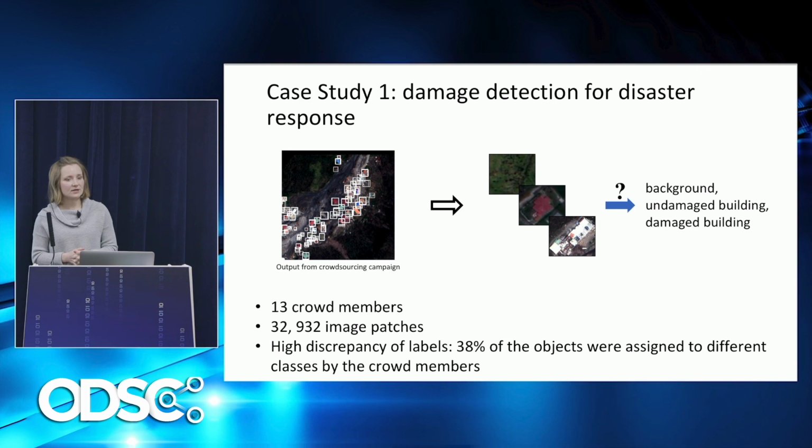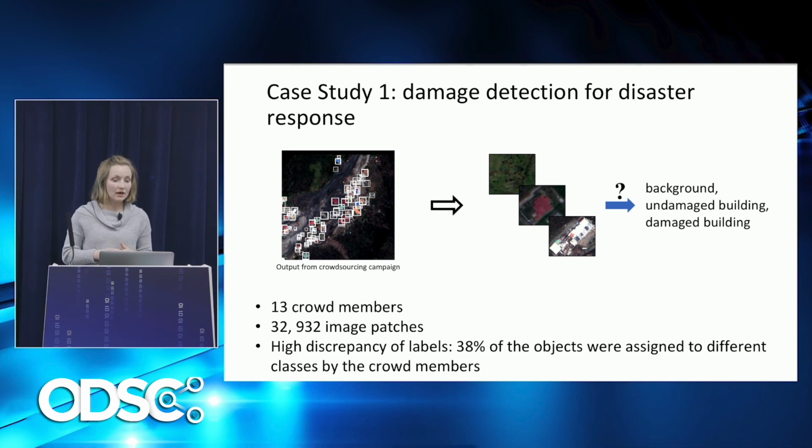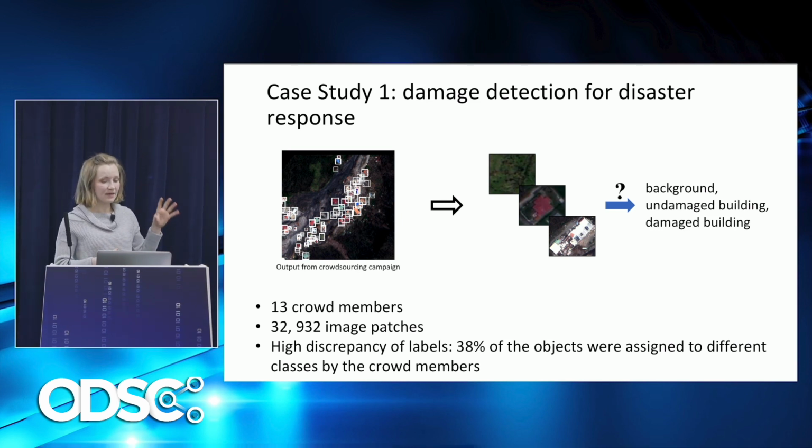So we evaluated these methods on two case studies. The first is damage detection. Here it was a paid crowd, so it was just 13 crowd members, but they labeled a lot of data. We asked them to draw bounding boxes around buildings and then label damage on them. Then we extracted the image patches from these bounding boxes, and we wanted to classify these image patches into three classes: bounding box, undamaged building, and damaged building.